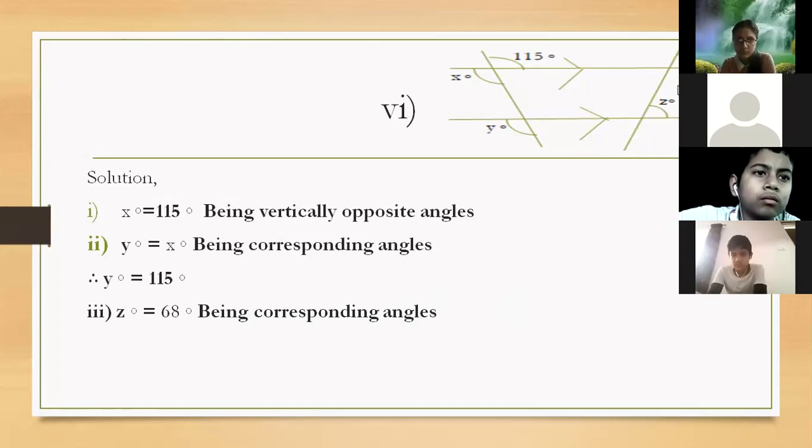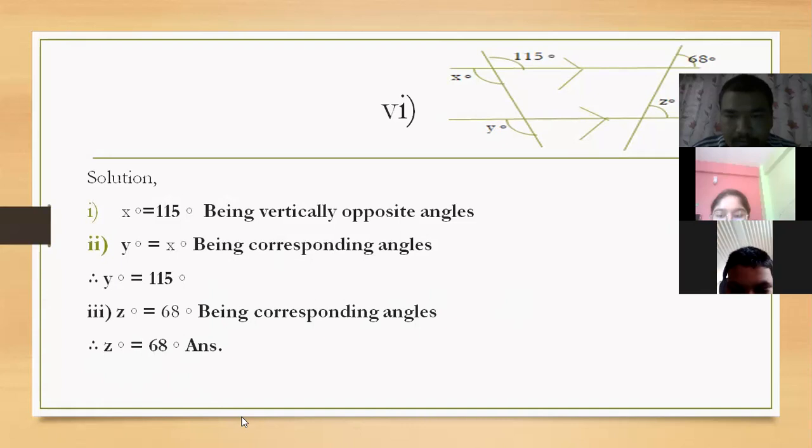Do you know this answer? Z and 68 are corresponding angles, and corresponding angles will be equal. That's why the value of z degree is also 68 degree. Are you clear, Hafiz?